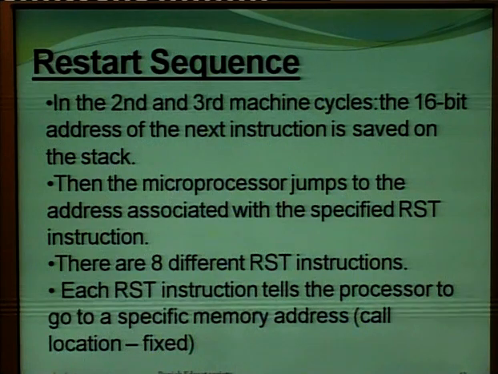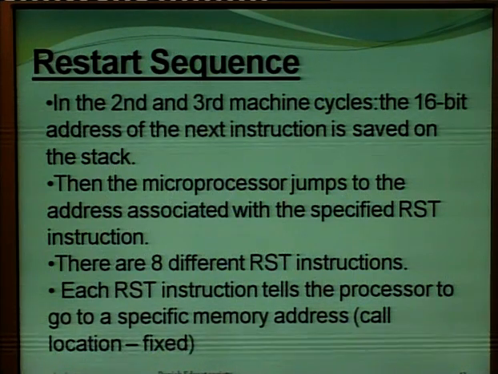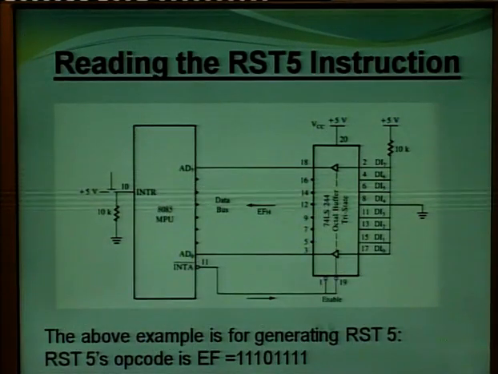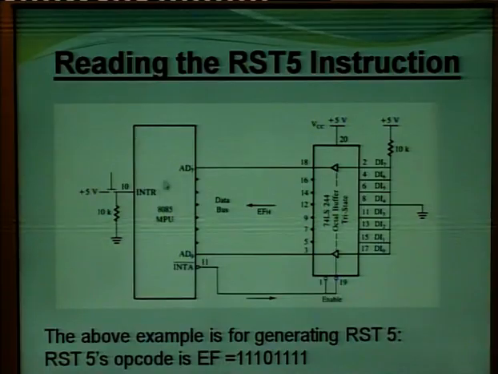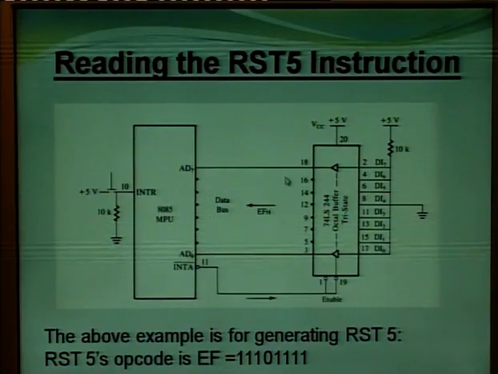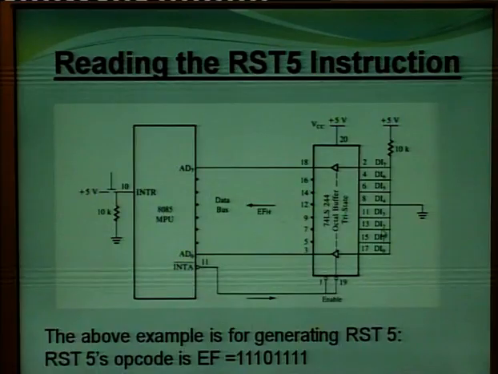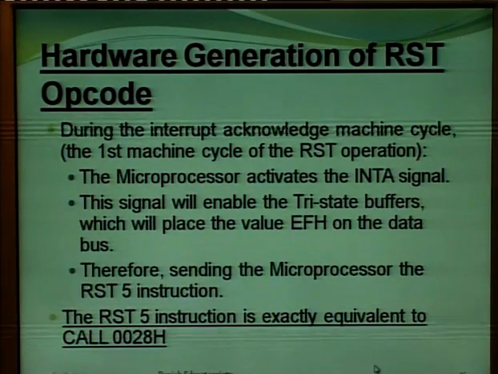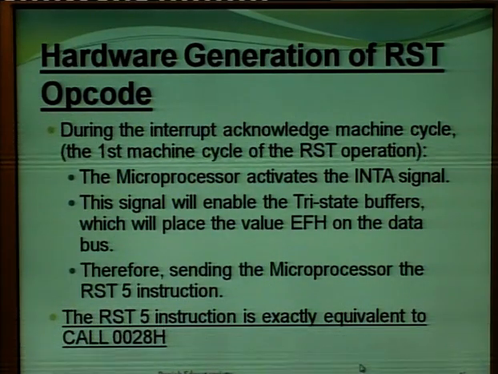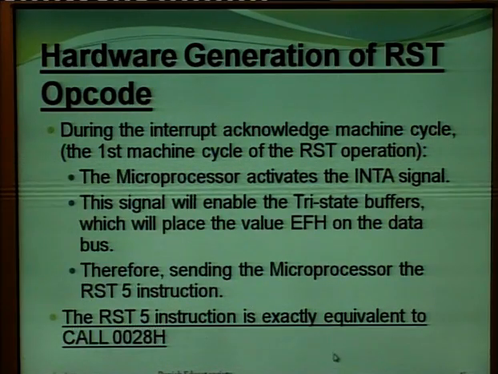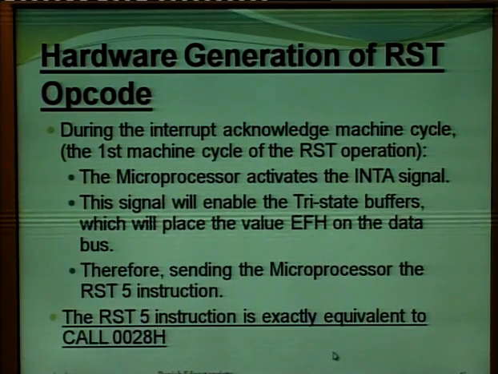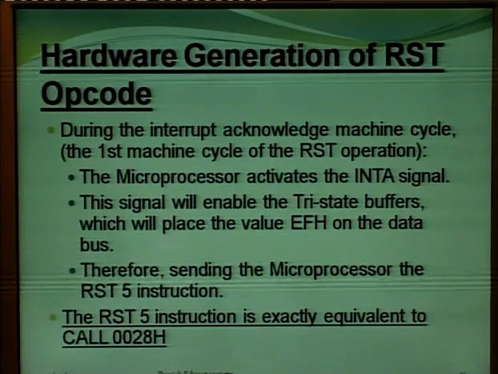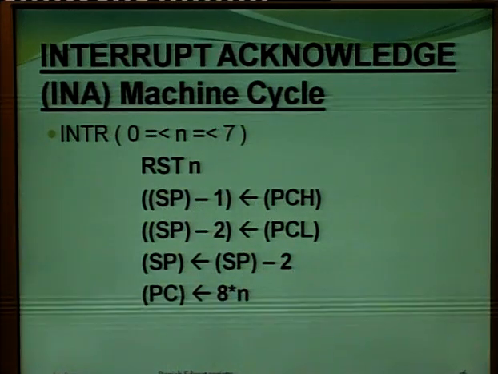Then the microprocessor jumps to a particular RST instruction. There are 8 different RST instructions in this case. This is the example for RST 5. The microprocessor gets a code in the range 80 to 87, here the opcode EF from this external device, and EF represents RST 5. During the interrupt acknowledge machine cycle, the microprocessor activates INTA. This signal will enable the tri-state buffer. Then the microprocessor will place the EF opcode on the data bus and jump to 0028. This shows the interrupt acknowledge cycle.